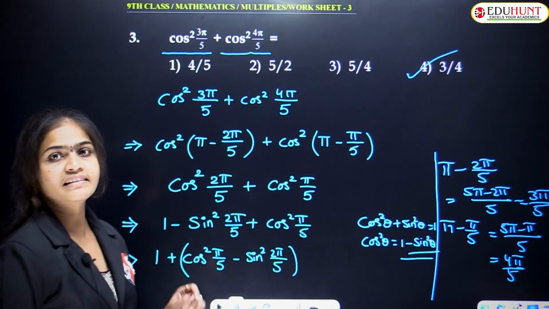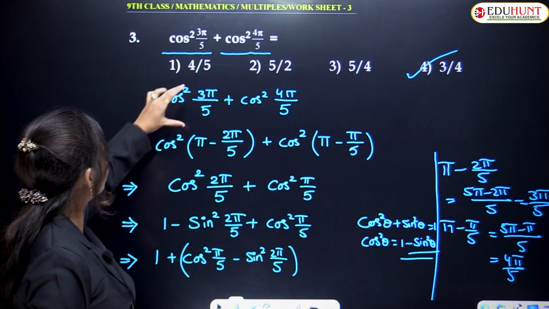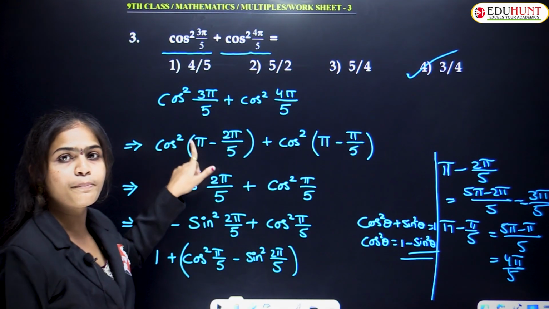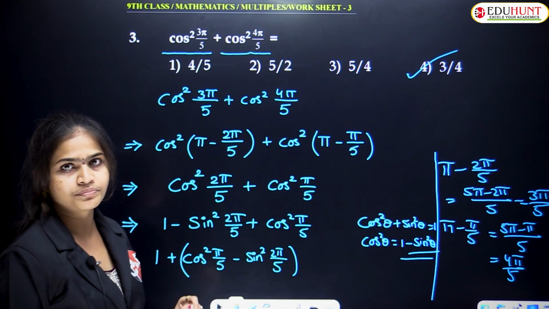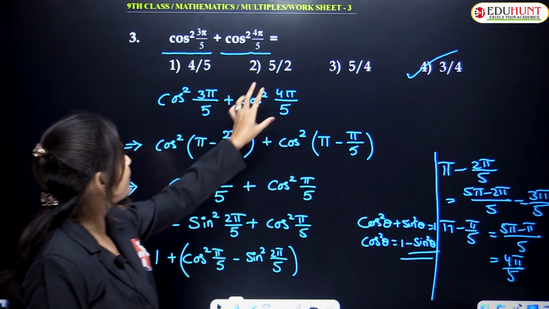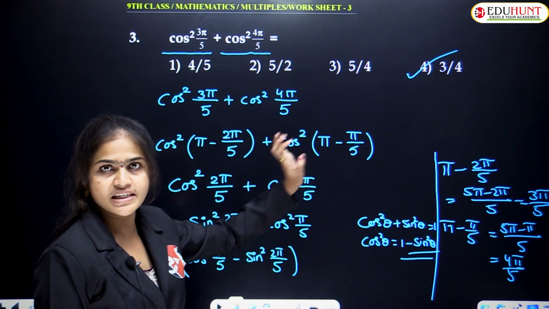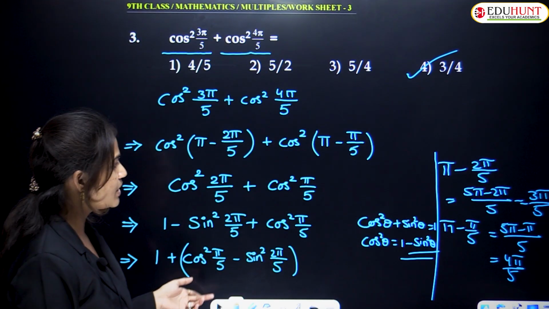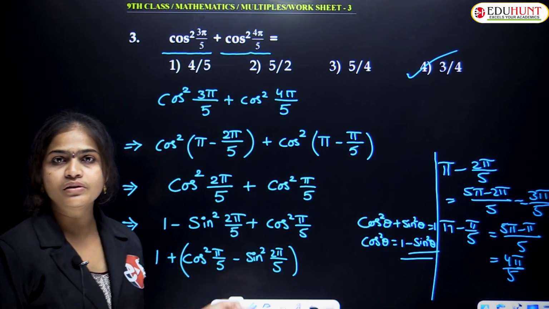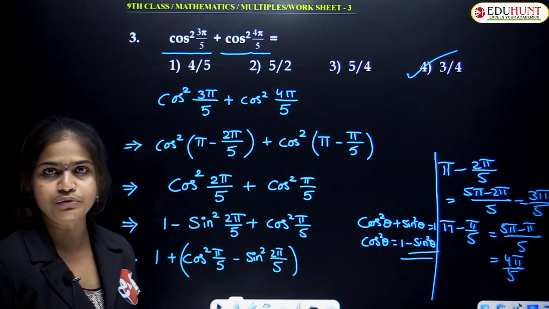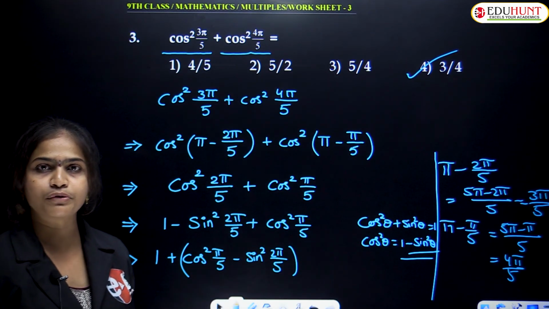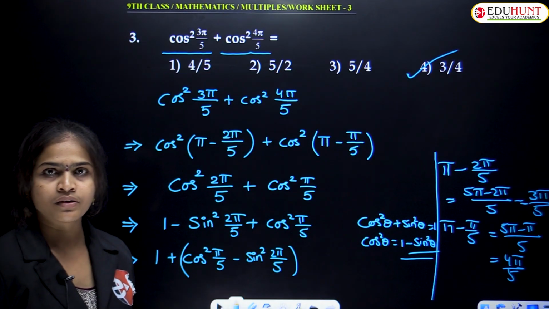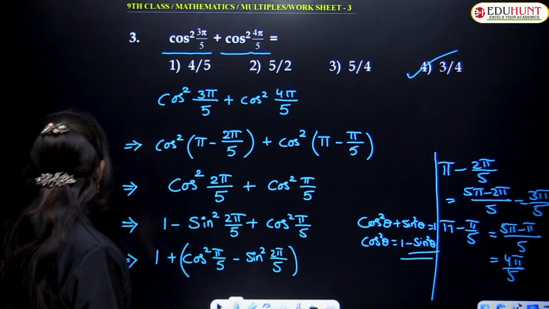So this is that third question. First we have to change this one, 3 pi by 5, we can write as pi minus 2 pi by 5. And in a similar way this one also you have to change. You have to follow the same process. But here there are some formulas. So first you have to learn which formula we have to use and where we have to use it. First you have to see that. Okay, see the next question.